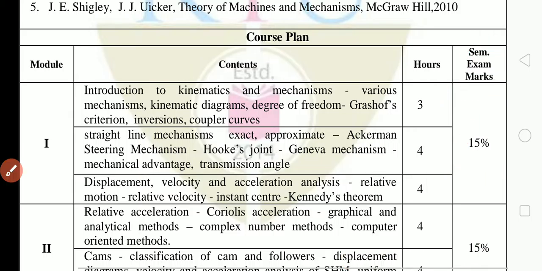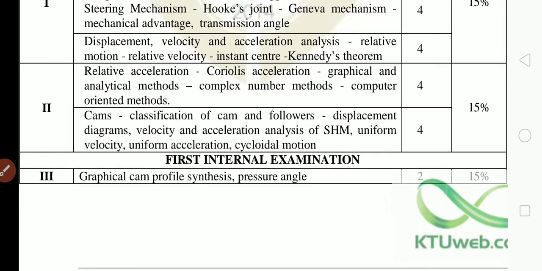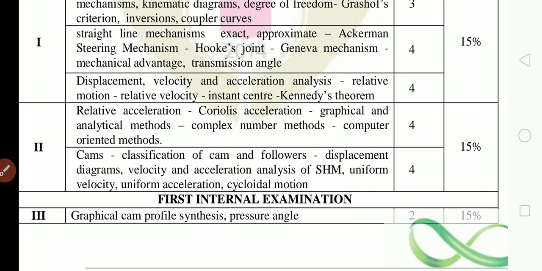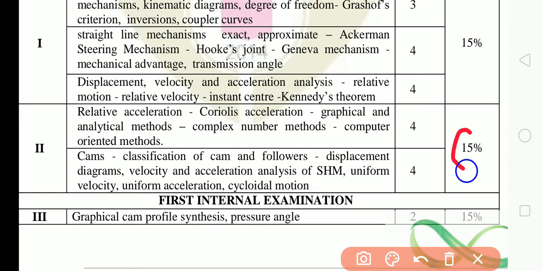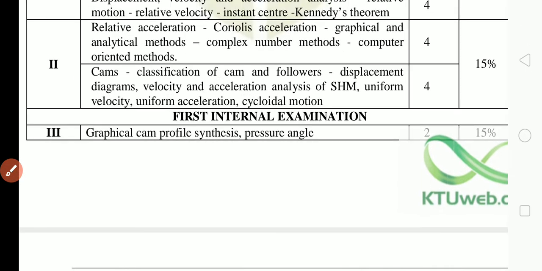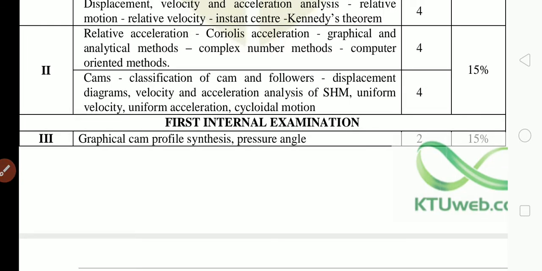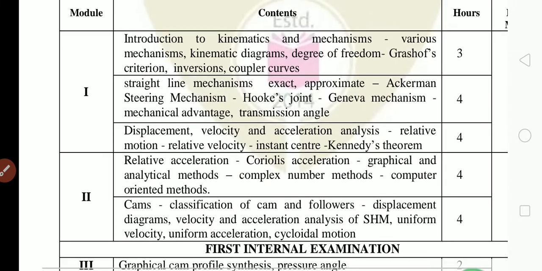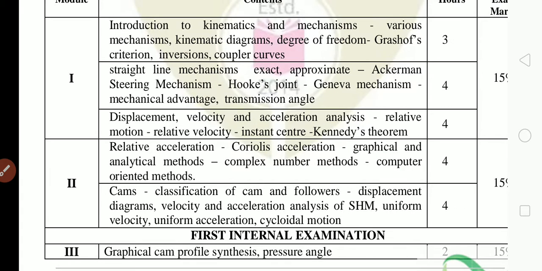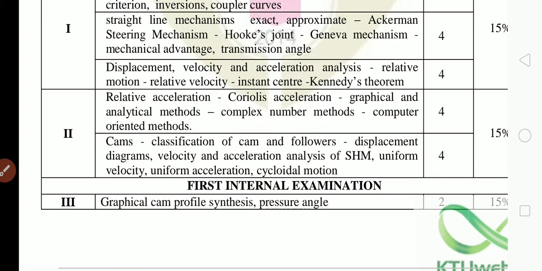Similarly, it has been shown for all the 6 modules. If we move down, you can see the second module also has 15%. Then again, if we move down, you can see the first internal examination. As per the university, we have to complete the first 2 modules before the first internal examination.